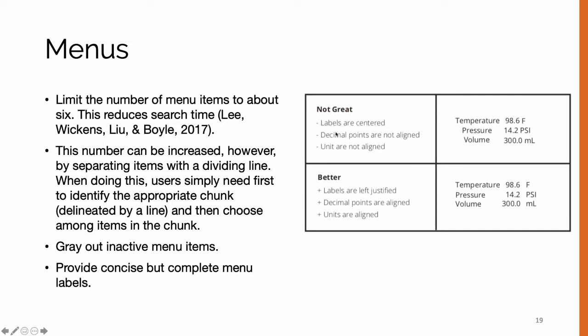Here's another situation when I'm talking about aligning things for decimal points, for example. So over here, you can see some problems here. Here we've got temperature 98.6, etc. But this thing looks a bit busier than this one down here. Here the labels are centered, the decimal points are not aligned, and the units are not aligned. So you can see that here. Whereas here, just by justifying and aligning those things, it looks much more legible.